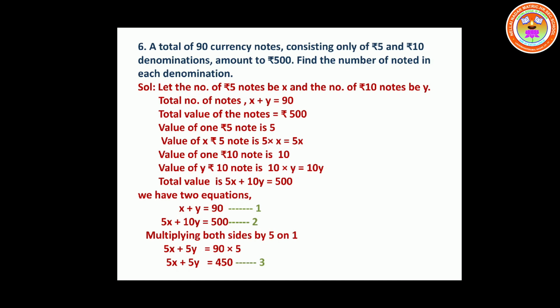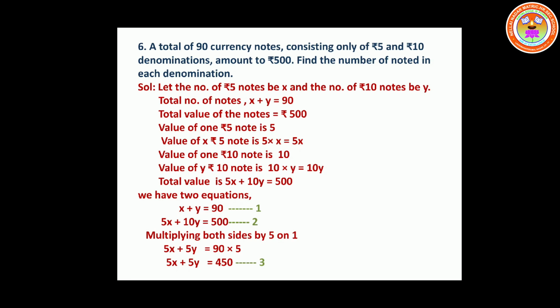So the number of notes is 90, but when I add the amount, it is 500. Do you understand the statement? There are 90 currency notes. The total number of 5 and 10 rupee notes is 90, and when I add those notes, the amount is equal to 500. Clear with this question? Yes, we'll move on to the solution.